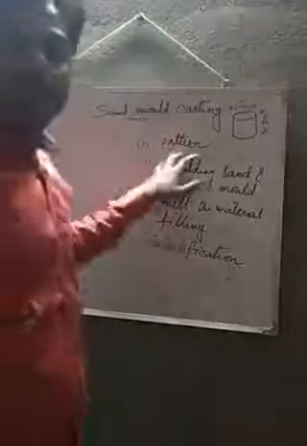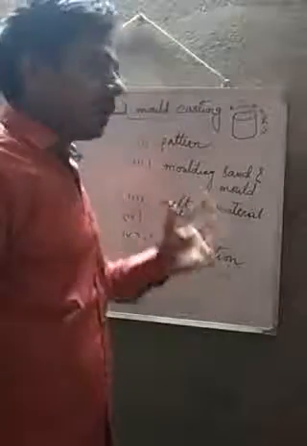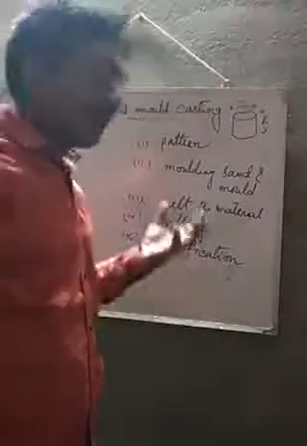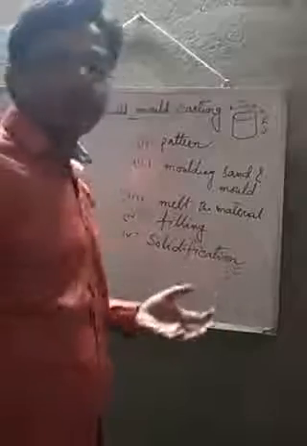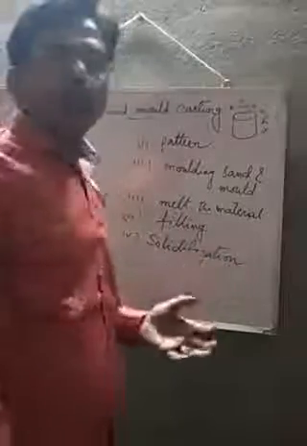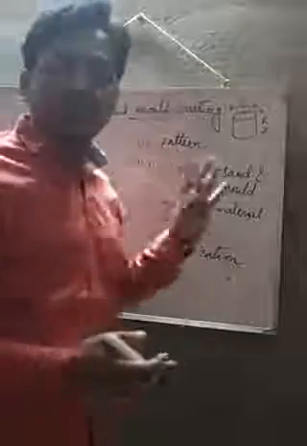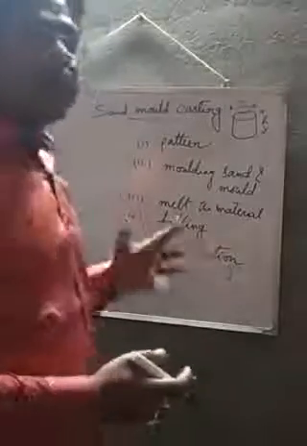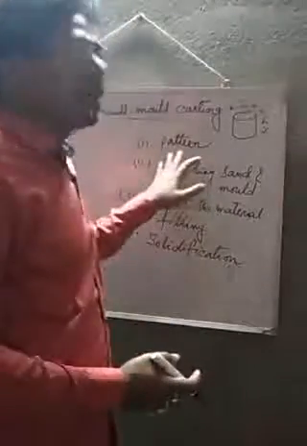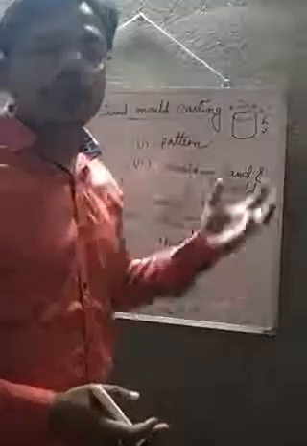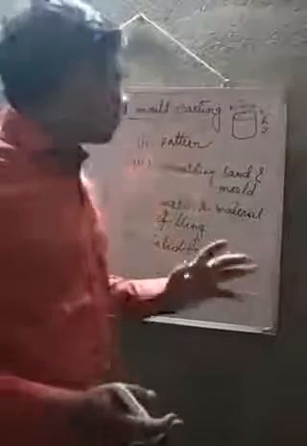Now for making the pattern, what material do we generally use? The very common material is wood, because it is easily available, its cost is very low, and you can give any shape easily on wood. Also sometimes we use metals like cast iron, brass or aluminium, and sometimes we also use plastic and plaster of Paris.